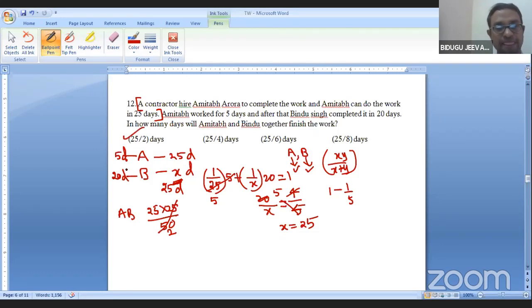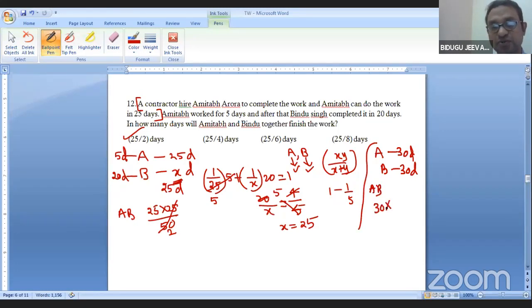Remember one thing: whenever you get the same capacity, the answer is half of that. Suppose A can do it in 30 days and B can do it in 30 days. Together, it is 30 into 30 by the total, 60, which is 15. You get half of the answer. Keep that in your mind. For how many days Amitabh and Bindu together, the rule is xy by x plus y, so read the question very clearly and properly.